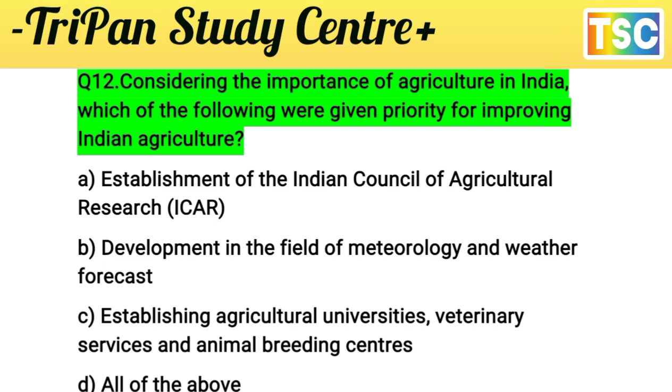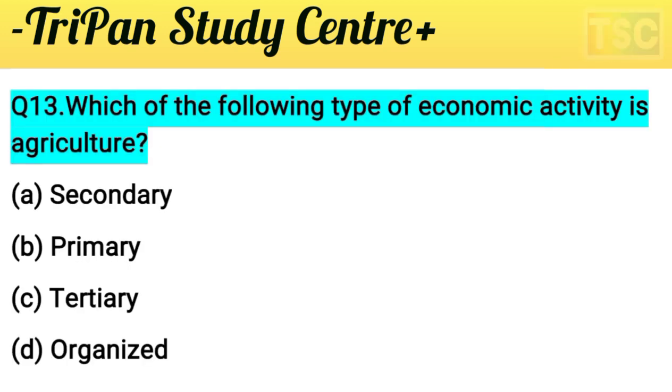Let's see the next question here. The next question on your screen: which of the following types of economic activity is agriculture? A, secondary; B, primary; C, tertiary; and D, organized. That's an important option.